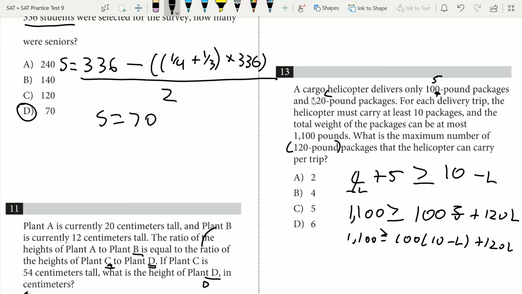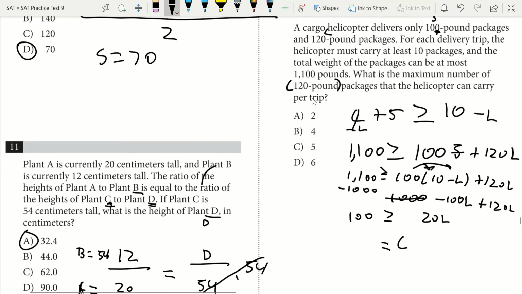All right, so now I'm going to multiply this 100 by this 10. I'm going to get 1,000. 100 times this L, I get minus 100 L, right? Minus 100 L plus 120 L is going to give me 20 L, and I'm going to subtract 1,000 from each side to get rid of this. Subtract 1,000 over here. I'm going to get 100 is greater than or equal to 20 L. I'm going to divide each side by 20. 100 divided by 20 will give me that L has to be less than or equal to 5. So 100 over 20, right? That's going to give me 5. So my answer is going to be C.